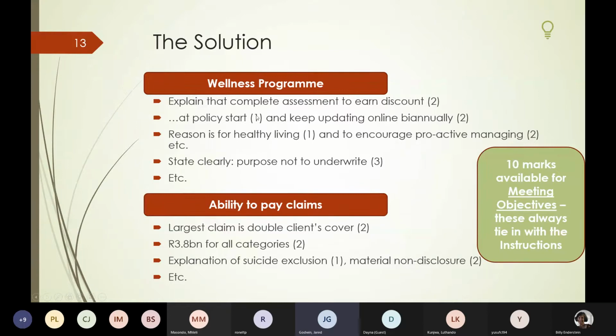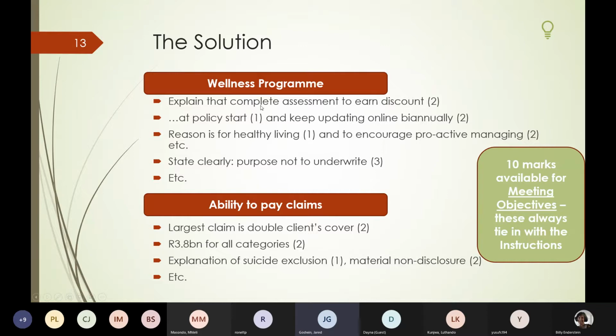So I mentioned before, a lot of students said you complete this assessment at the beginning. They got the 1 mark there, but they missed out on the 2 marks to say, but you have to keep doing it online or on a continual basis to keep that. That was worth 2 marks.